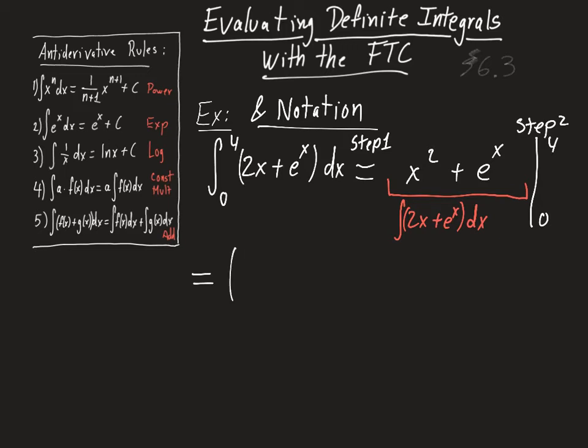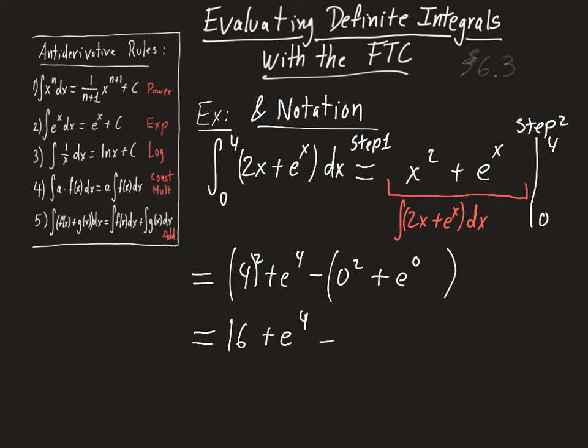That means that we are taking 4 squared plus e to the 4, minus, mind the parentheses, these parentheses are important, 0 squared plus e to the 0. Now if you plug this in, 4 squared is equal to 16, plus e to the 4, there's no way to simplify e to the 4, it's just some number. 0 squared is 0, e to the 0 is 1, and so we see that our definite integral is equal to 15 plus e to the 4.